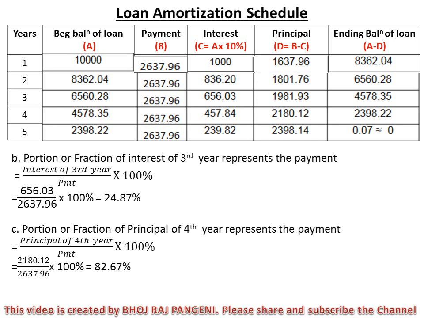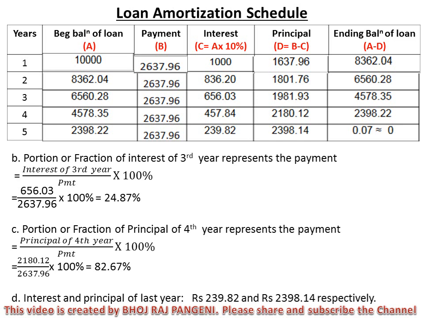Now the problem D, interest and principal of last year. Look at the table, interest and principal of last year. Last year means year 5. There is the interest of 239.82 and the principal of 2398.14. So the interest and principal of last year are rupees 239.82 and rupees 2398.14 respectively.